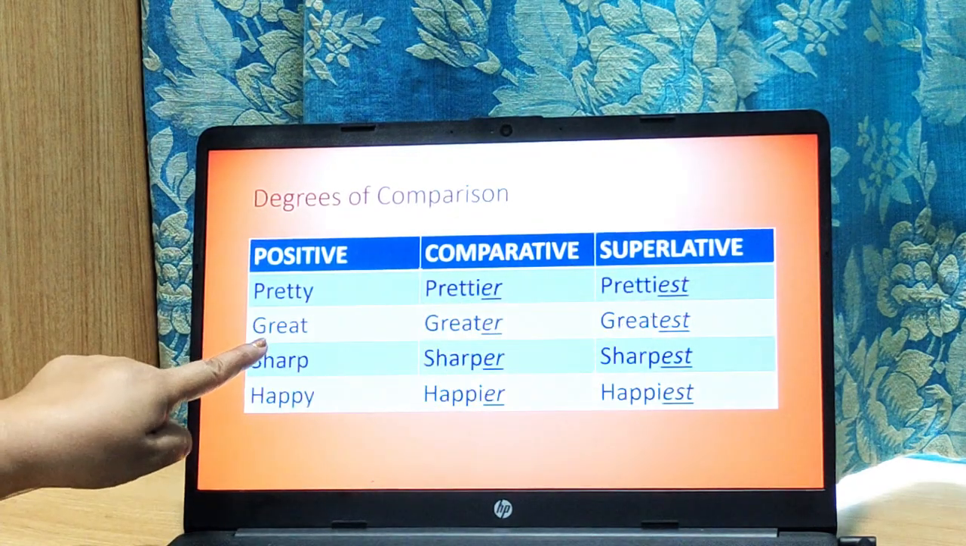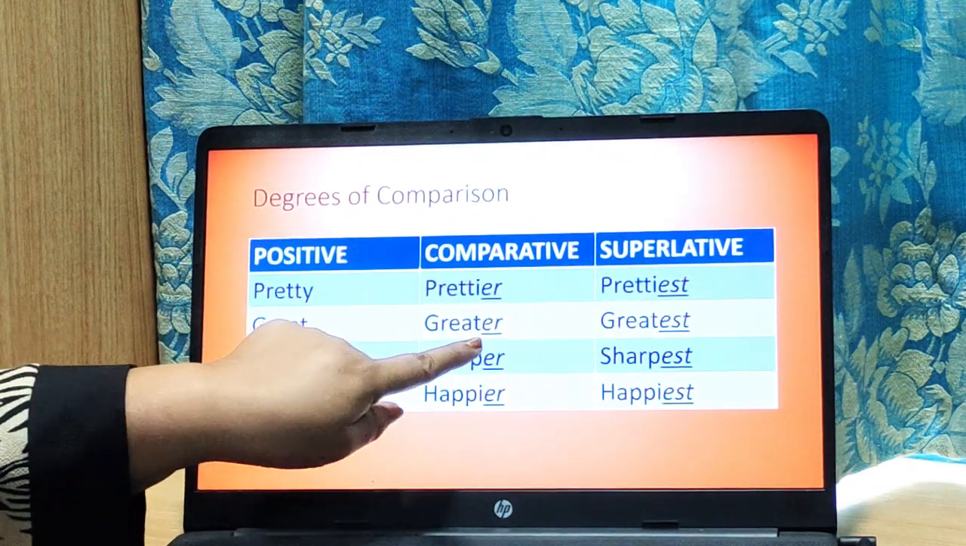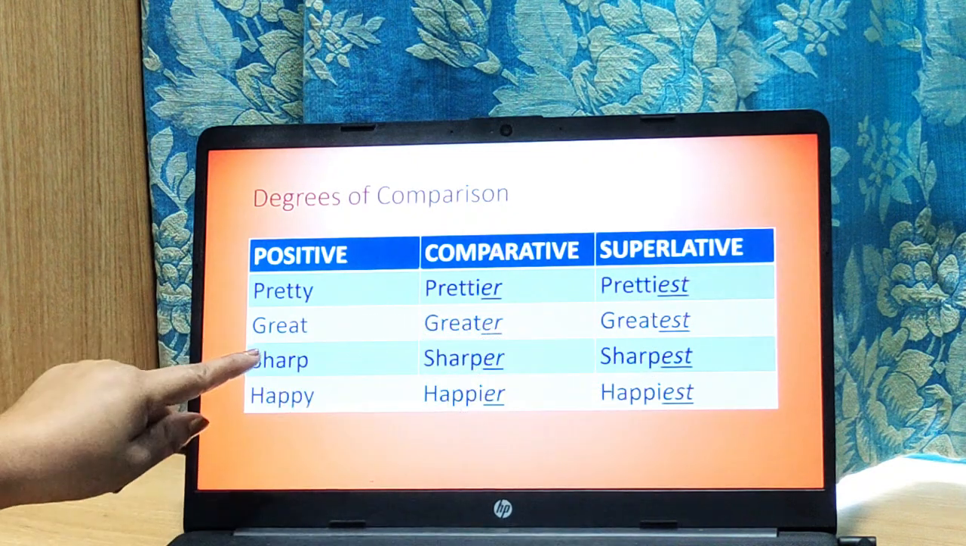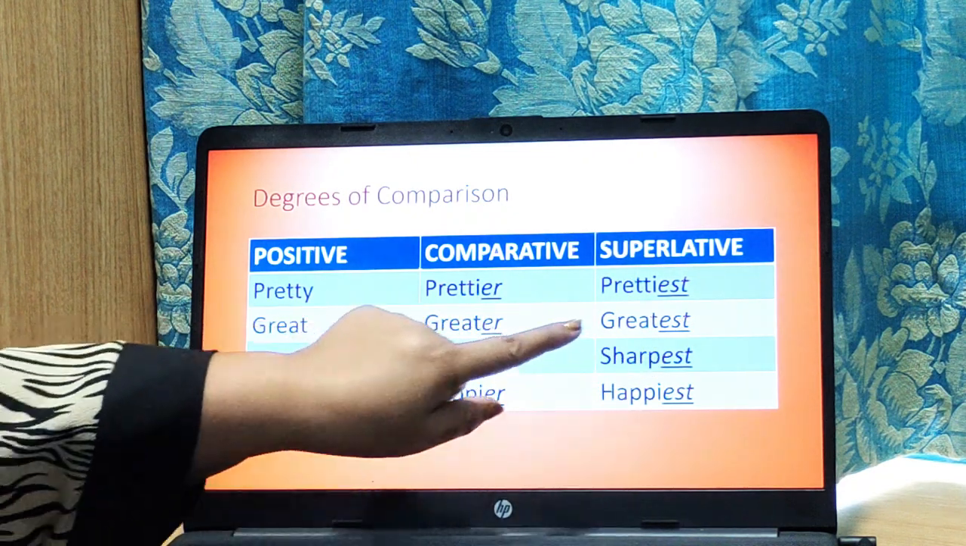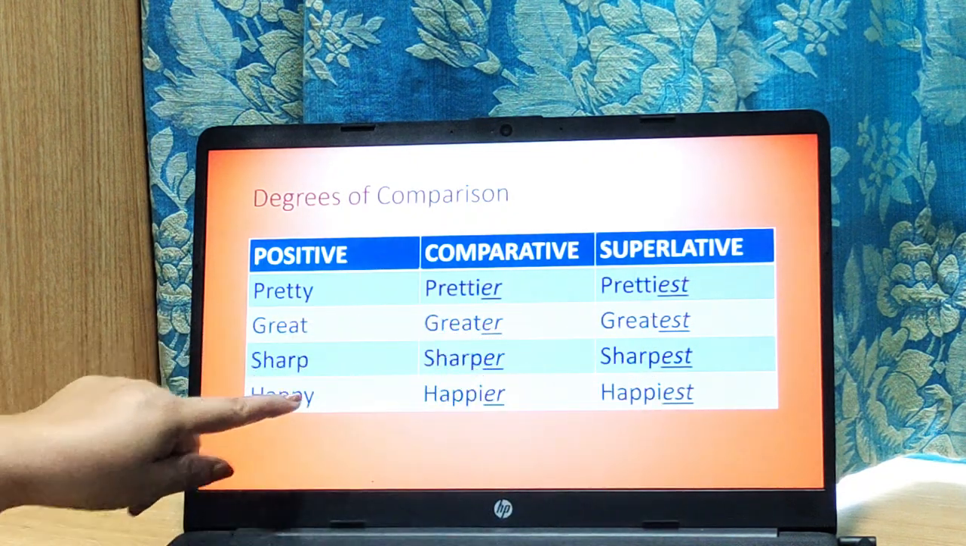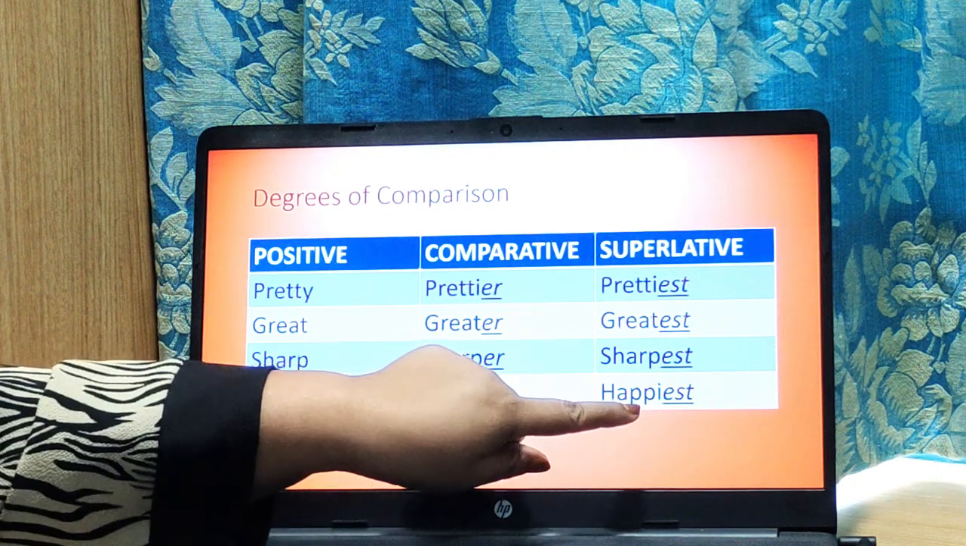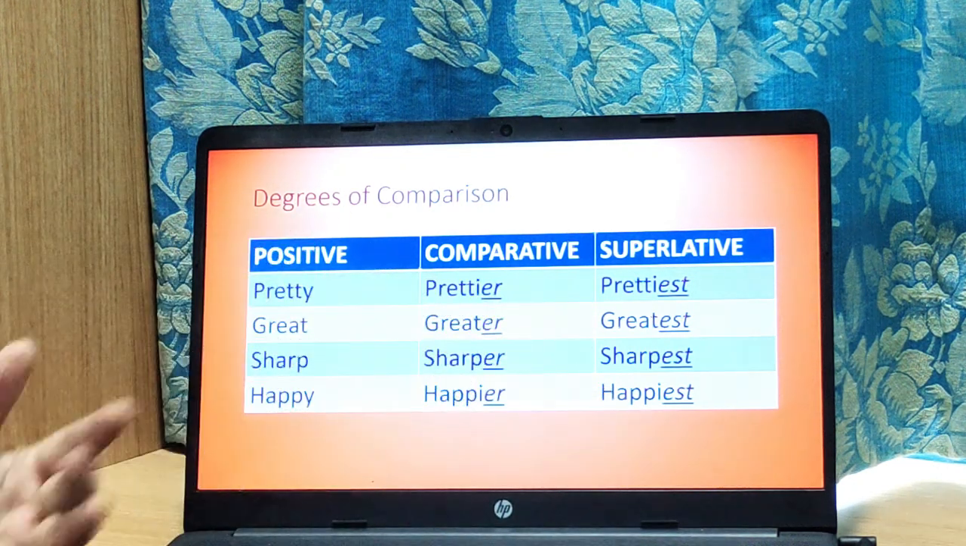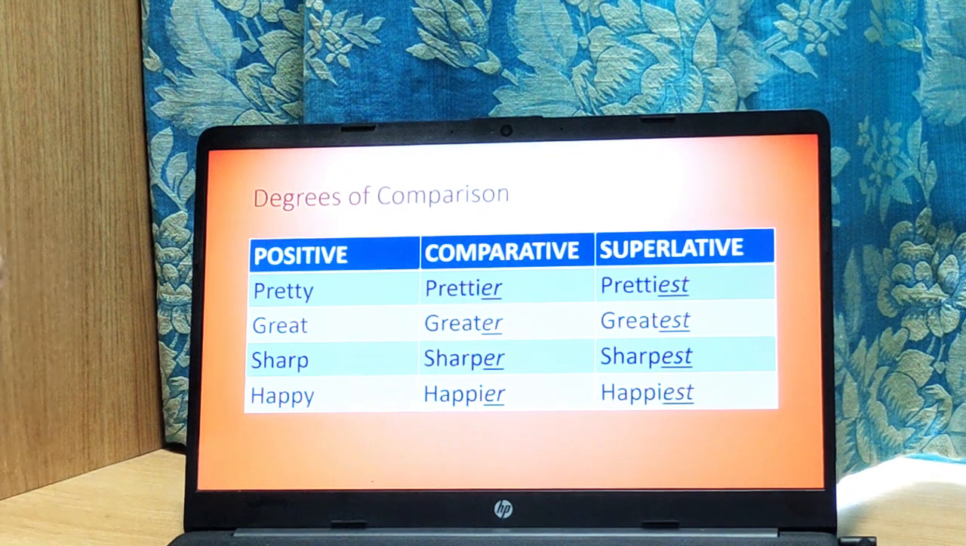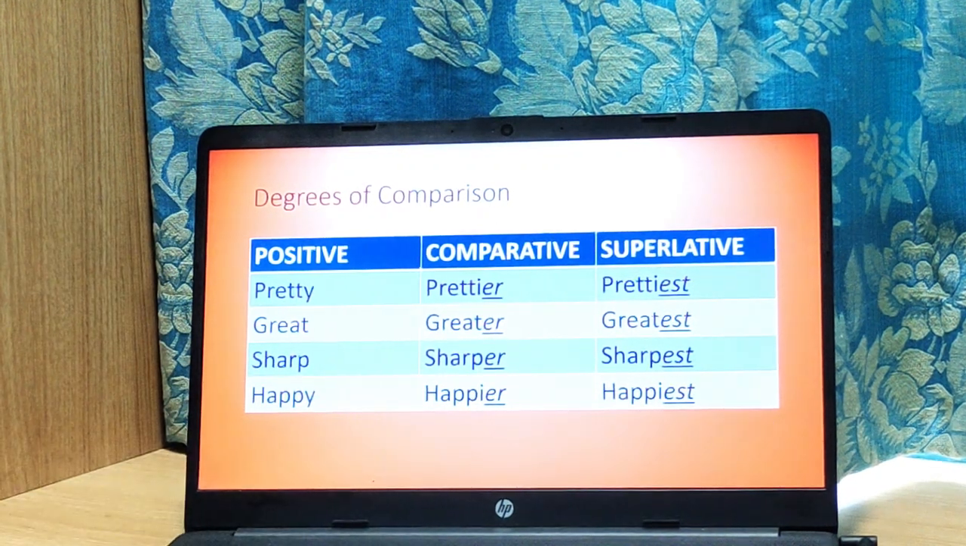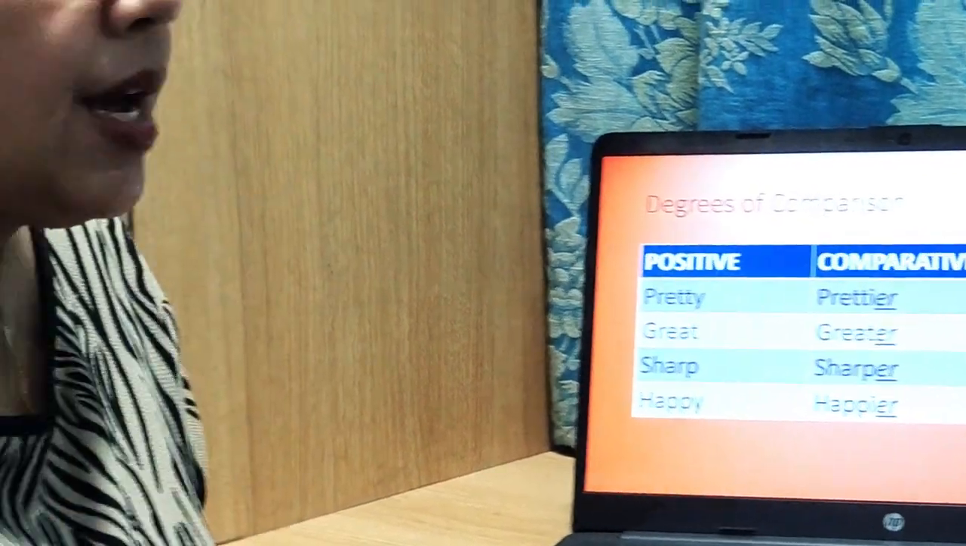Similarly, the word great becomes greater and greatest. For the word sharp, sharper and sharpest. Happy, happier and happiest. So whenever we talk about degrees of comparison, this is the easiest way we can explain. In terms of writing in an examination, for instance, we have to focus on addition of the suffix. Of course, there are exceptions. We'll deal with that later.